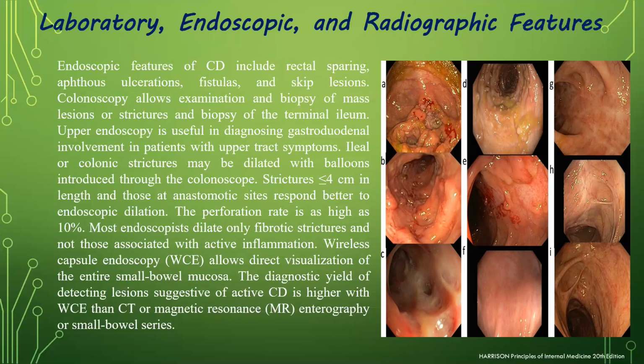Ileal or colonic strictures may be dilated with balloons introduced through the colonoscope. Strictures less than 4 centimeters in length and those at anastomotic sites respond better to endoscopic dilation. The perforation rate is as high as 10%. Endoscopic balloons dilate only fibrotic strictures and not those associated with active inflammation.